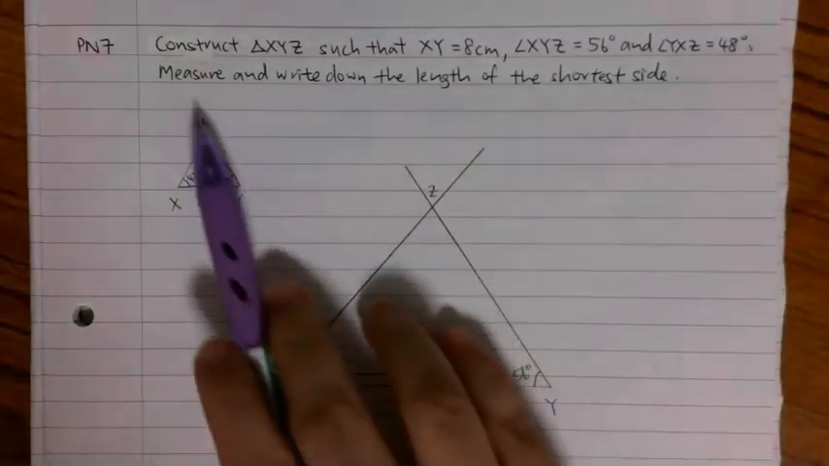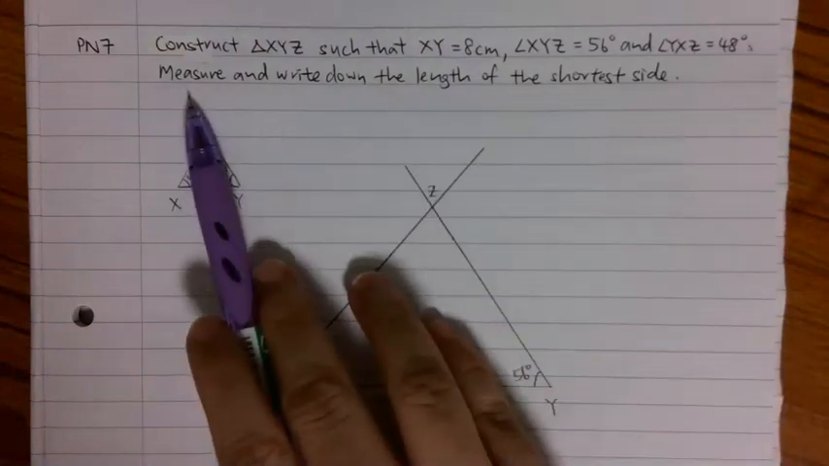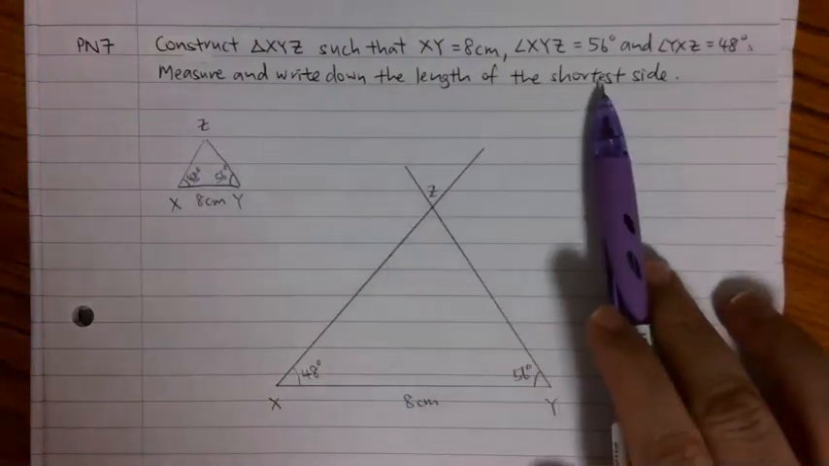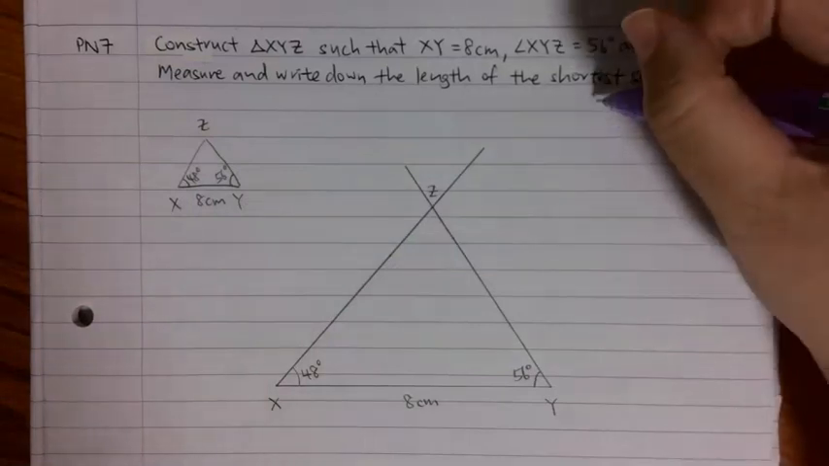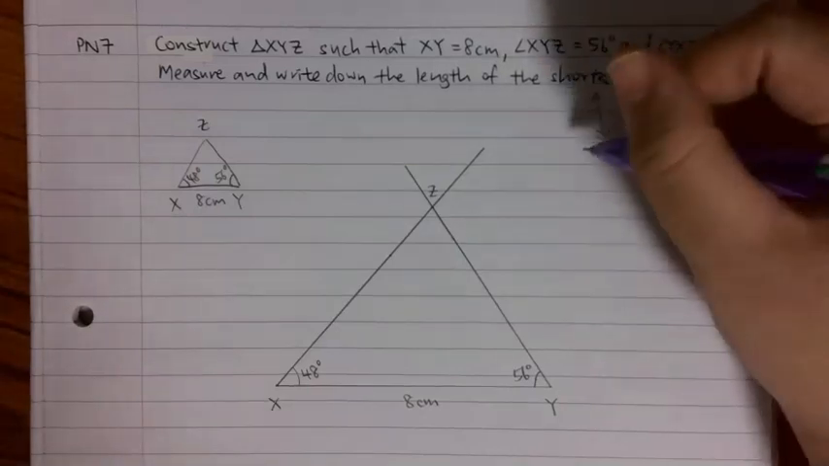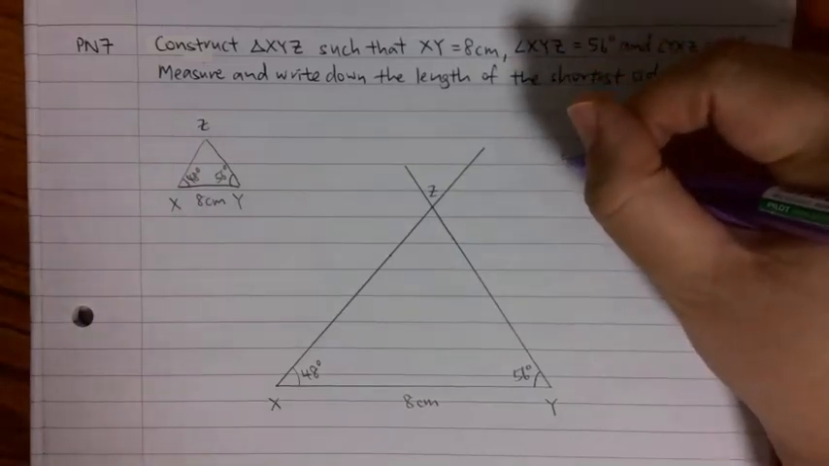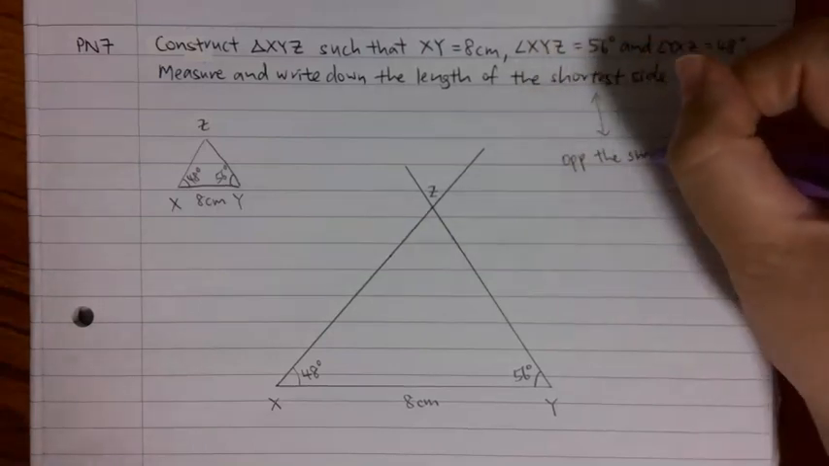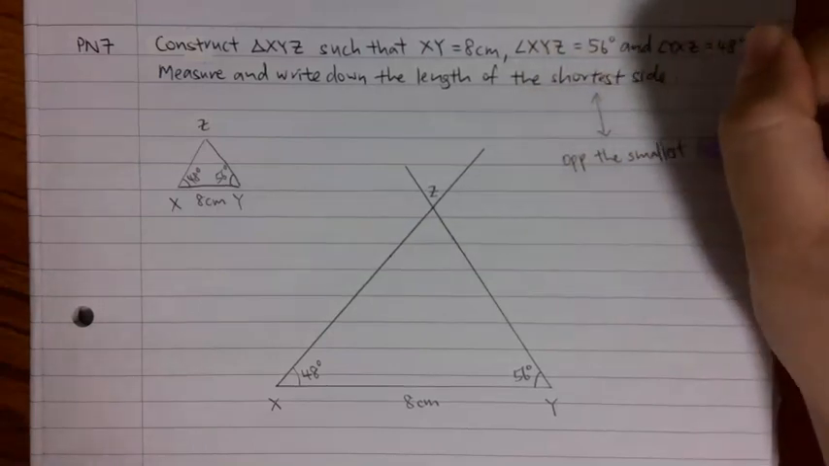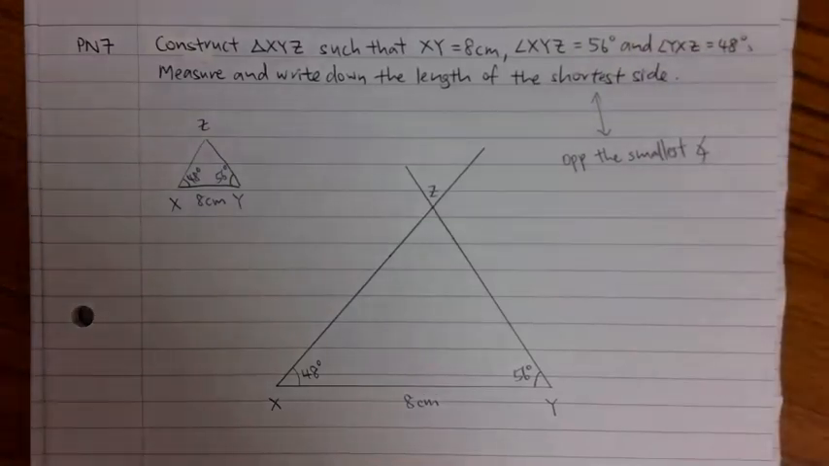Now, please do not forget the next part of the question. They want us to measure and write down the length of the shortest side. Now, in any triangle, the length of the shortest side would actually be opposite the smallest angle. It's the side that is facing the smallest angle.